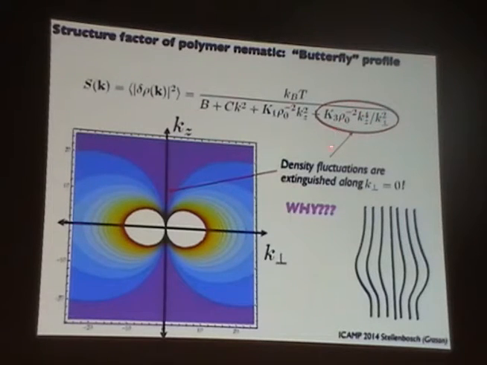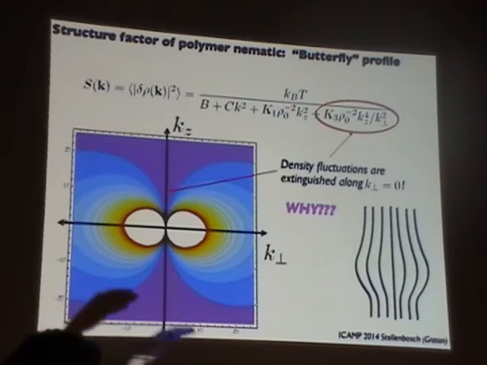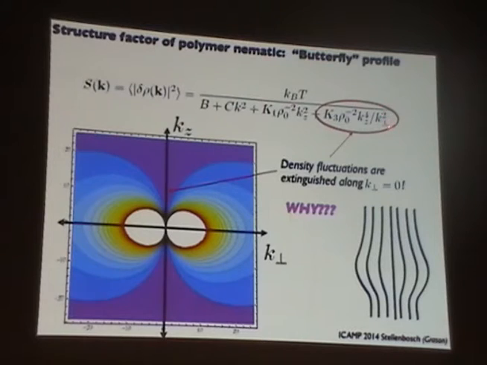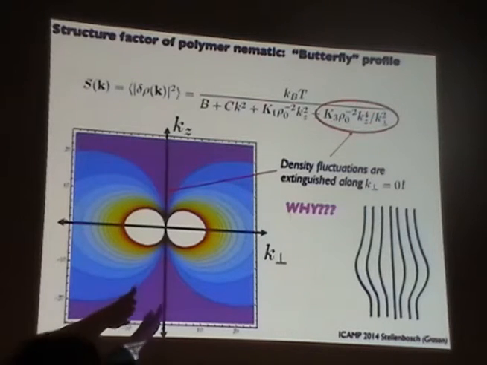If I sit at a fixed kz, a fixed wavelength of density along kz, and I consider the case when k perp goes to 0, this term diverges. So I have 1 over infinity, which is 0 all along this line.